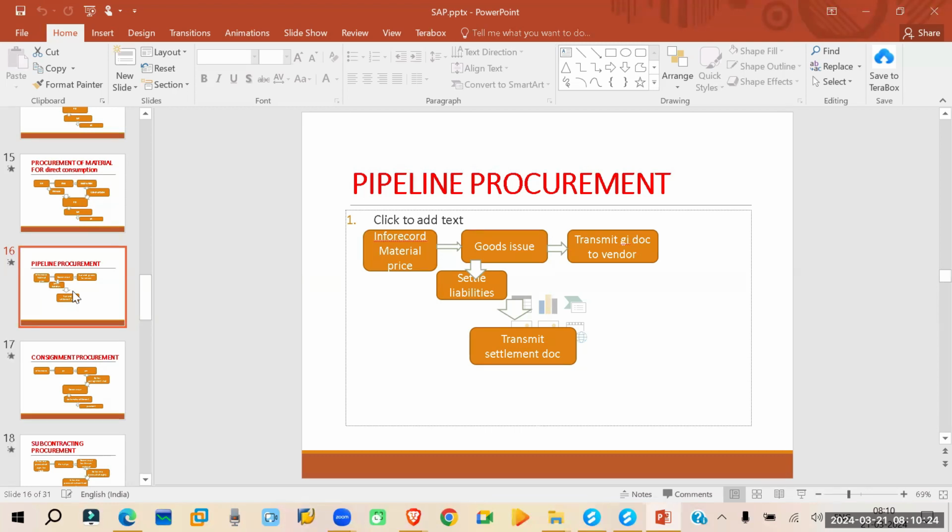So how will the process start? There will be no purchase order. We are not giving any purchase order, we are not doing any purchase, and we are not doing any goods receipt or anything. So how will the process happen?